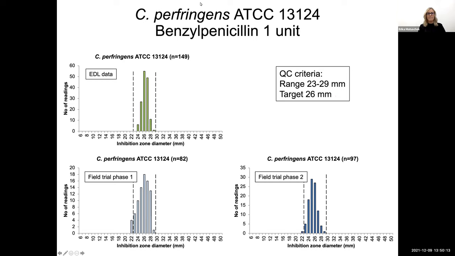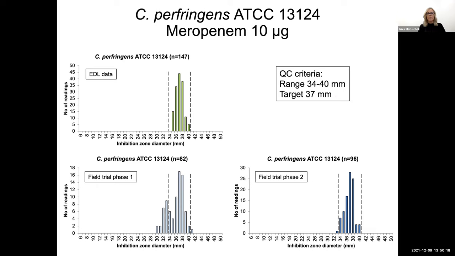Next is Clostridium perfringens with meropenem 10 microgram disc. And you can see that the results from the phase one study gave a bimodal distribution. And this was caused by thin growth within the meropenem zone, leading some laboratories to read the inner zone and some read the outer zone. But after having seen the reading guide and guidance on how to read the outer and most obvious zone edge, we managed to get almost all results within QC ranges for phase two.